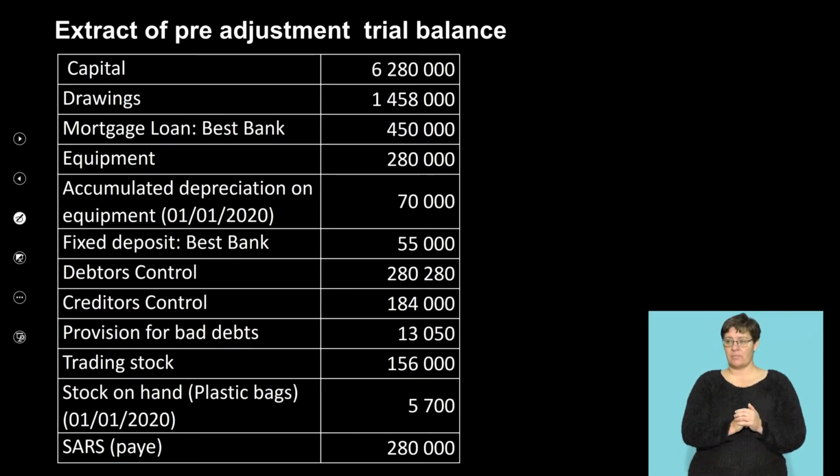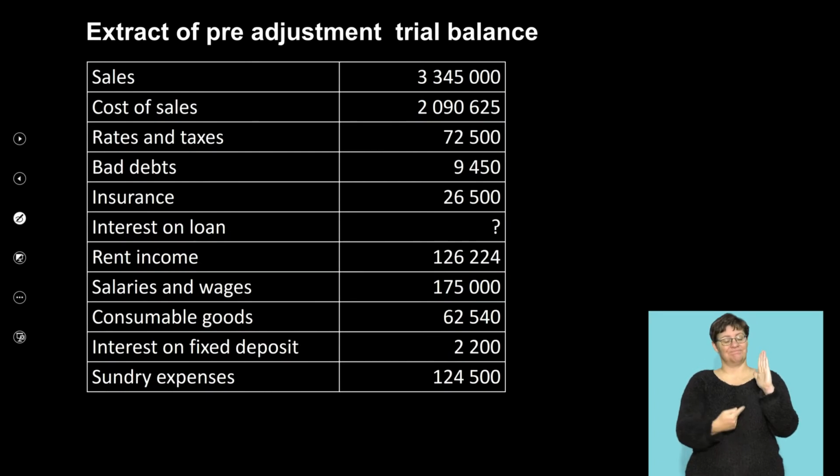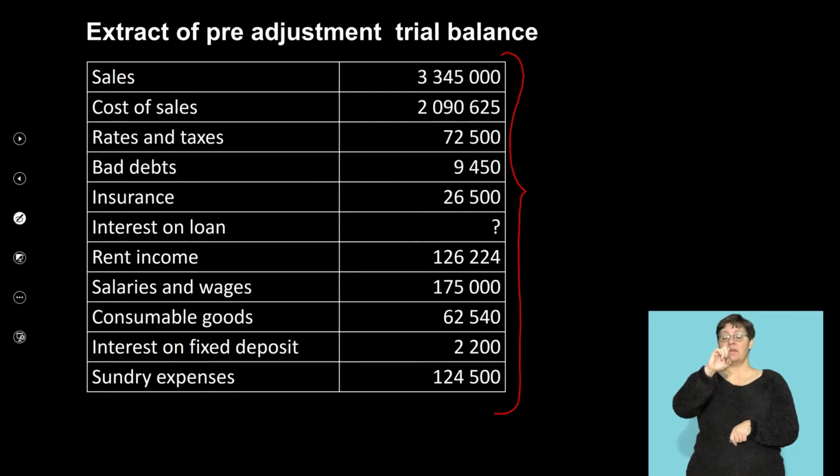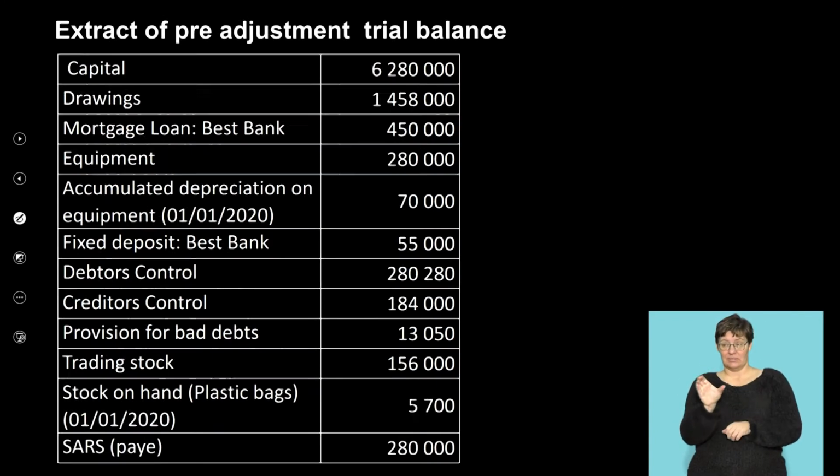That's an extract of my pre-adjustment trial balance. Remember, this would be obviously my balance sheet account section, and this would be my nominal account section. So clearly you can see that when I'm doing my statement of comprehensive income, I need my nominal account section. Obviously, there may be information in the balance sheet account section as well, depending on the information.